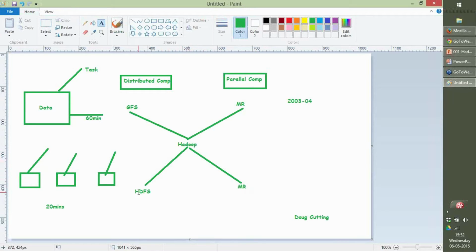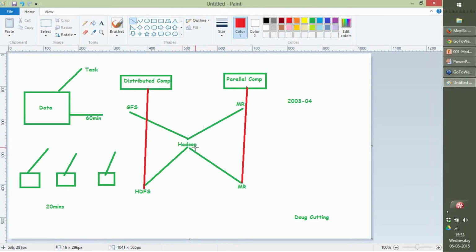So Hadoop has two core components: HDFS and MapReduce. HDFS is based on distributed computing and MapReduce is based on parallel computing technology. So this is about Hadoop's history in short.